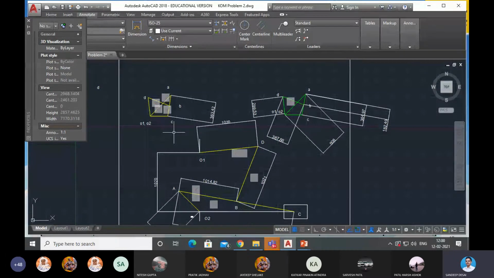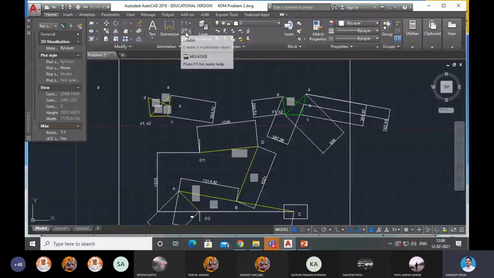Yes. Whatever is shown with yellow color is a velocity diagram. The rest are... I think this one, this is dimension. So let me give the remaining dimensions also.